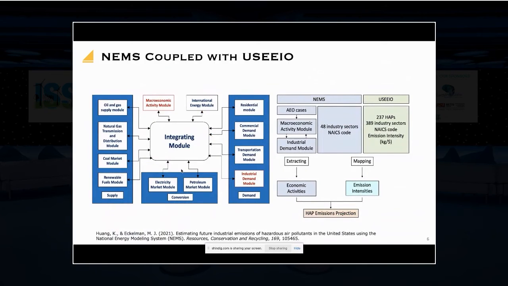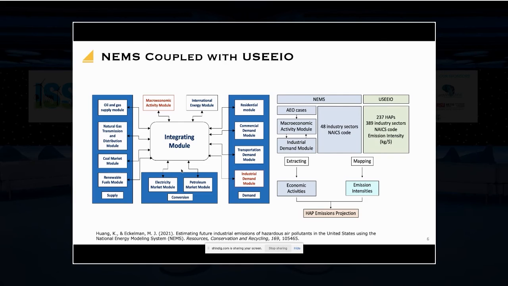In this study, we have developed a method to link the HAPs emissions and a technology-rich model. The overall methodology is shown in the diagram. NEMS is the energy model we used in this work, and the left-hand side shows the components of the NEMS model. A brief introduction to NEMS: it is a partial equilibrium model, which includes the energy supply side and the energy demand side, and the model keeps iterating until energy supply and energy demand achieve equilibrium. There are in total 13 modules. We are only focusing on two of them, the macroeconomic activity module and the industrial demand module.